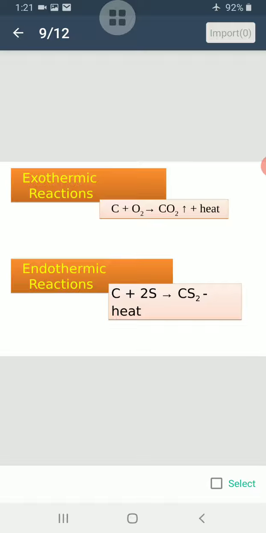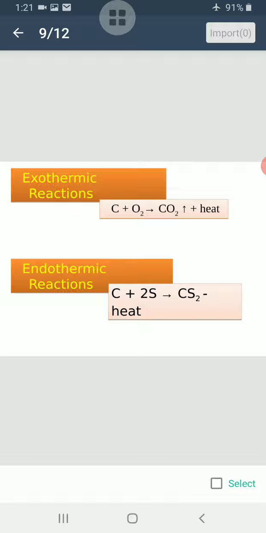And another one is endothermic reactions, the reactions in which there is absorption of heat. Heat is absorbed in these reactions and they are known as the endothermic reactions. Absorption of heat is shown by writing the sign minus heat on the right side. And here I take the example of carbon and sulfur. When carbon and sulfur are heated, they react to form carbon disulfide and heat is absorbed in this reaction.